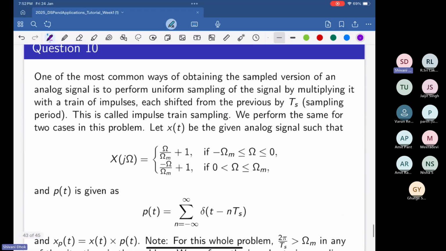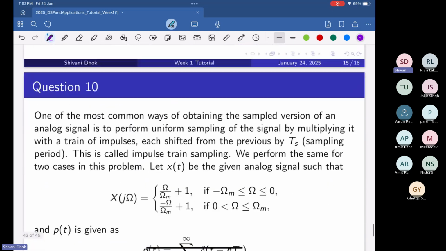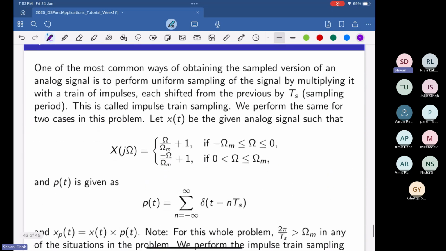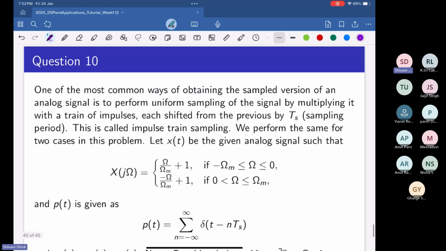Okay, if there are no questions, then let me move on to the next question. This is the last question that I'll be taking up today. This question says, one of the most common ways of obtaining the sampled version of an analog signal is to perform uniform sampling of the signal by multiplying it with a train of impulses, each shifted from the previous by Ts, the sampling duration.